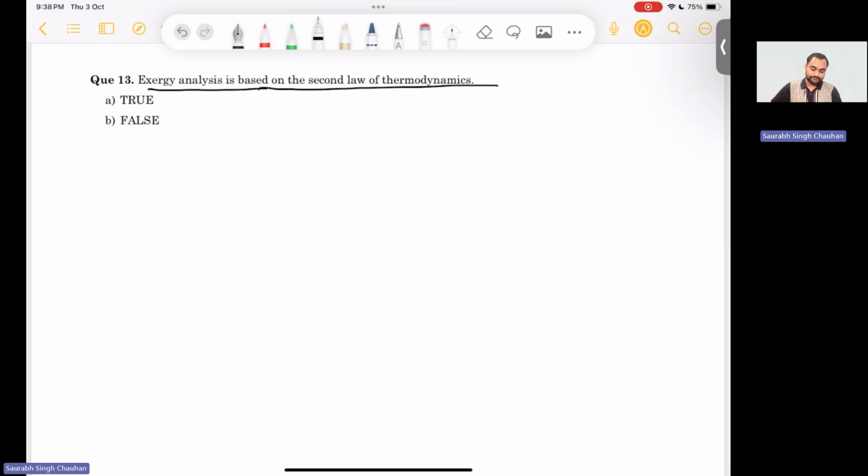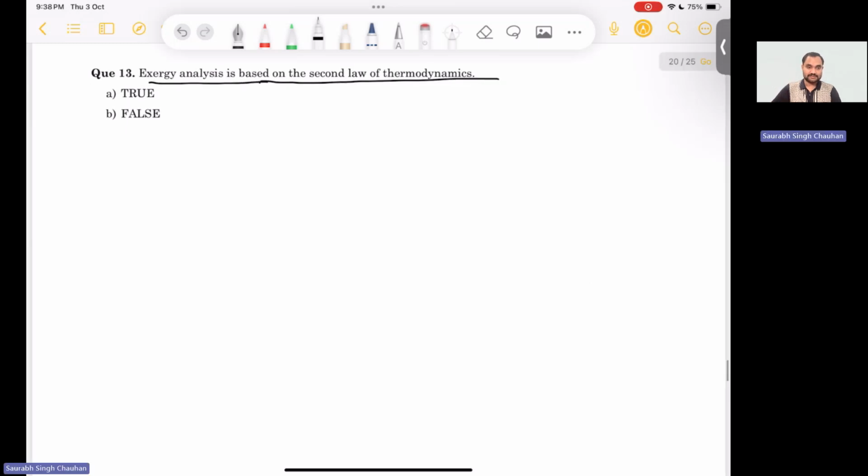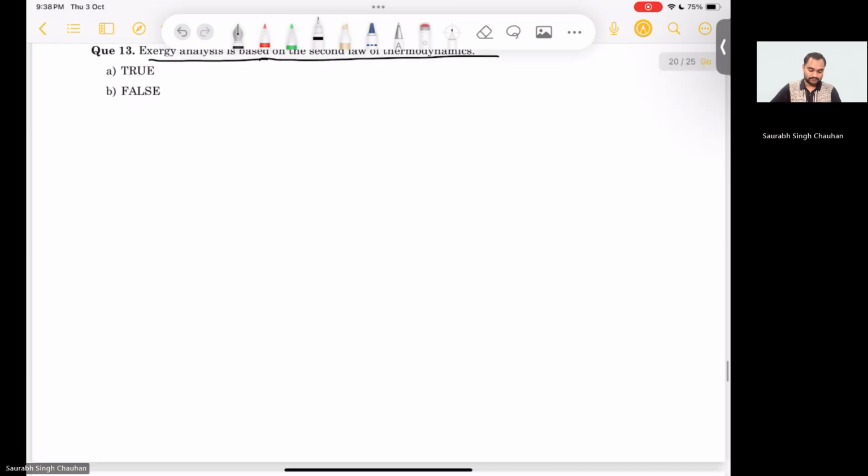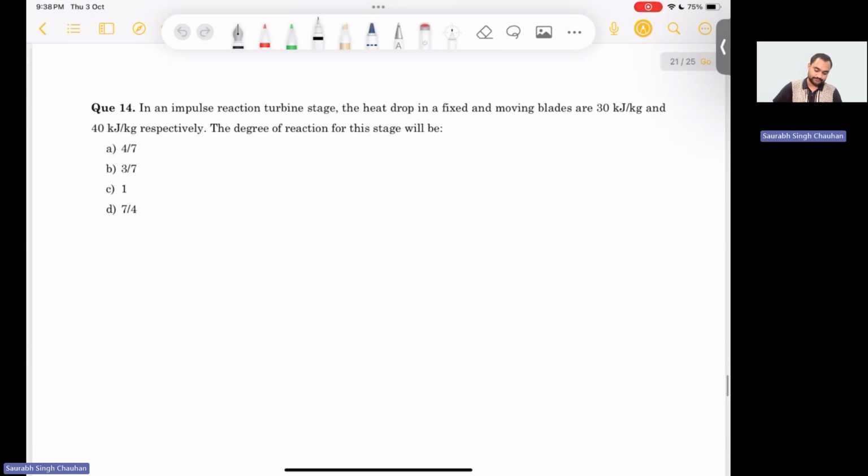and it tells how much energy was available, and that available energy will always be reduced. Okay, so exergy is some sort of potential to do some useful work. So we will move to the next question.